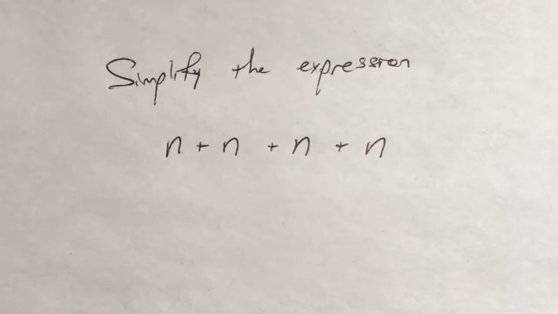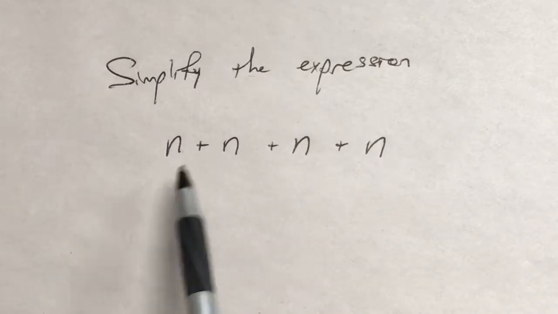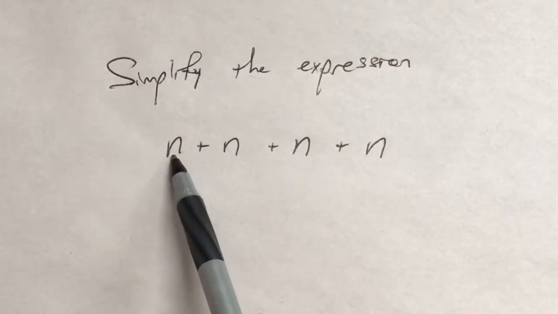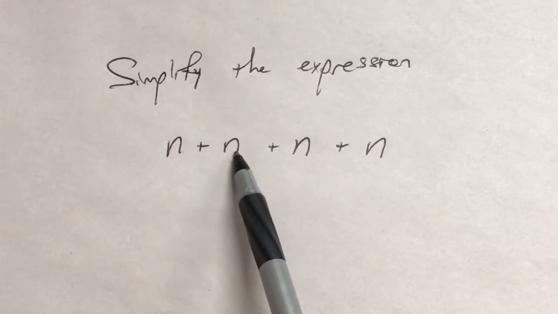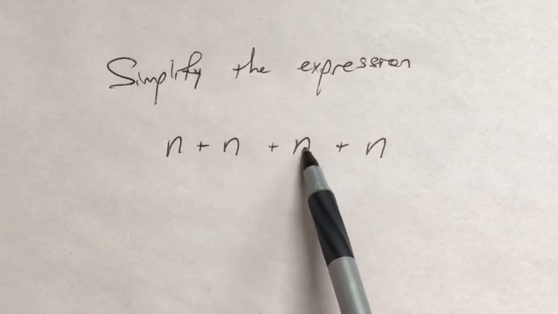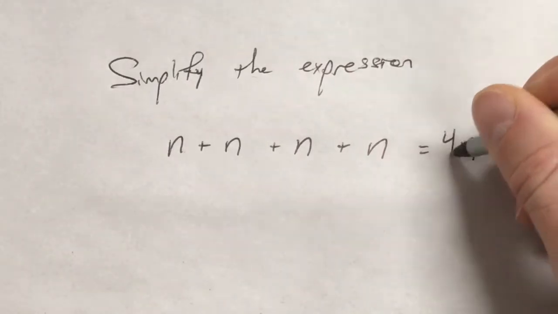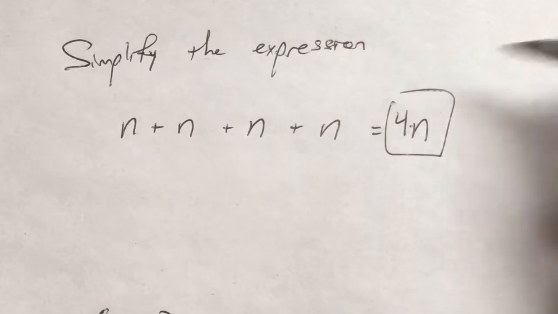Now that students have learned some of the basic rules and properties of algebra, we're going to use some of those to simplify expressions. And basically all those rules and properties are there to simplify more complex expressions. So here we have n plus n plus n plus n. What that means is an unknown number plus the same unknown number plus the same unknown number plus the same unknown number. Well, that's equal to that number multiplied by 4. So you'd say 4n. That's the simplified version.